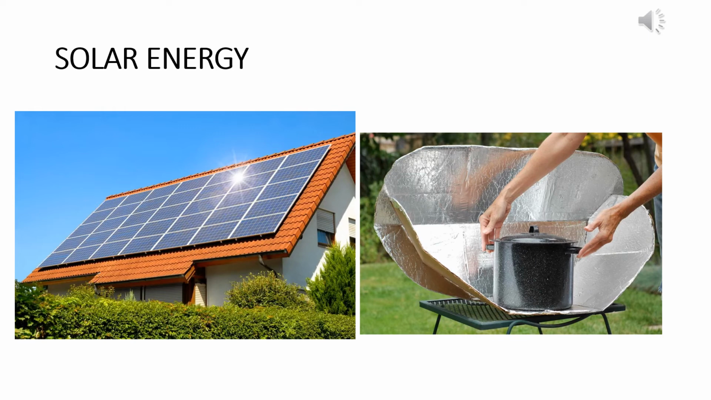In the left hand side picture, there are solar cells that have been installed on the roof of the house where there will be plenty of sunlight available. And the right hand side is an example of a solar cooker which is just placed in the garden, which has an ample source of sunlight, and that cooker is going to cook food by obtaining the energy from the sun.